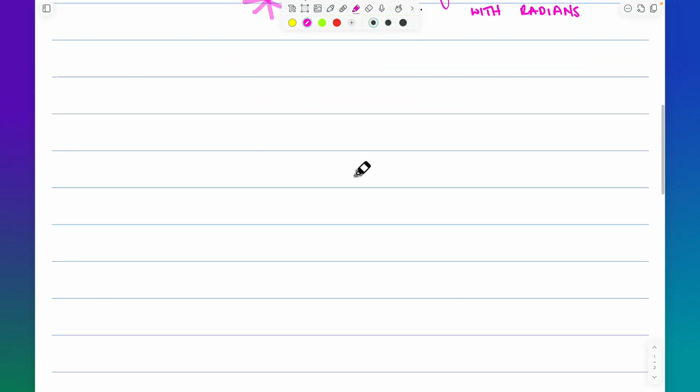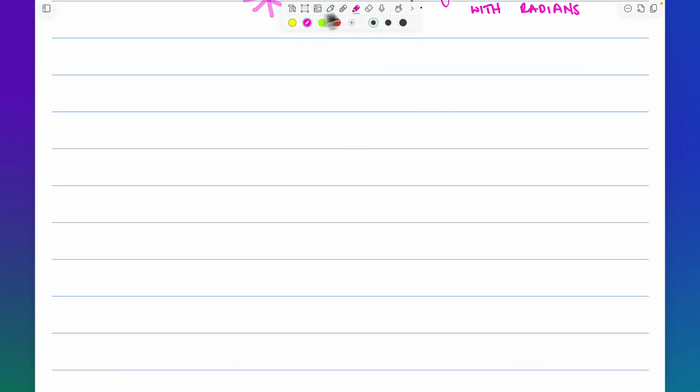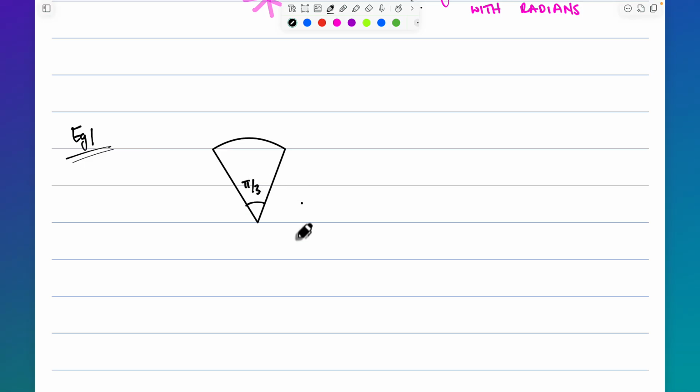Now that we know what the formula is, we're going to jump straight into some examples. Example number 1 says we have this sector. Straightforward question. Your angle is pi over 3. This is 2 meters. What is the area?